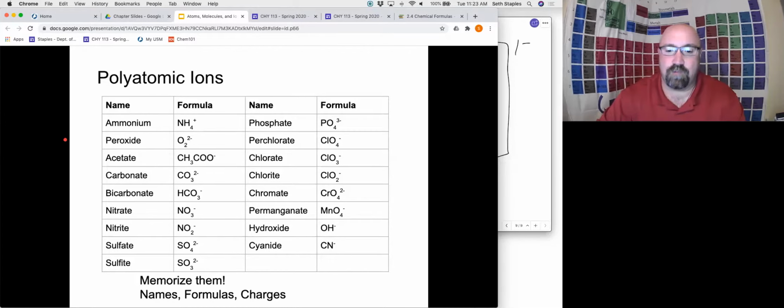You will be doing yourself a huge favor if you have these memorized. There are absolutely more polyatomic ions than these. These are the ones that we might run into most often. And so these are the ones that I would consider to be the ones to really memorize, the ones that are on this chart.